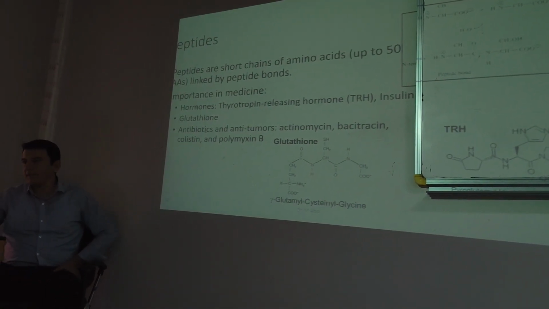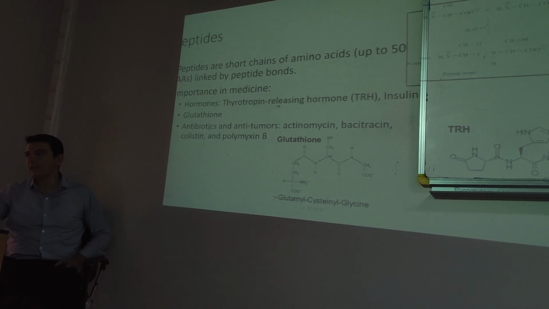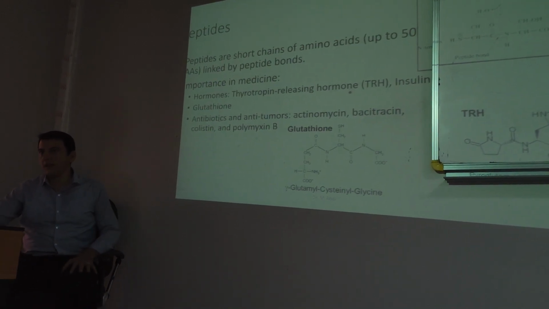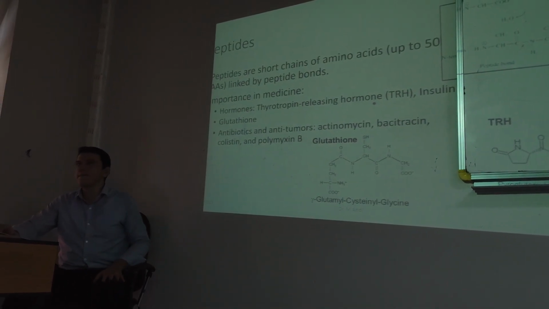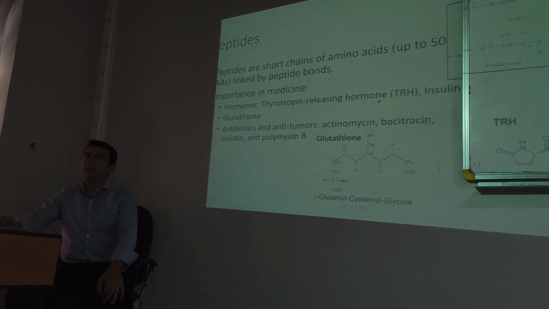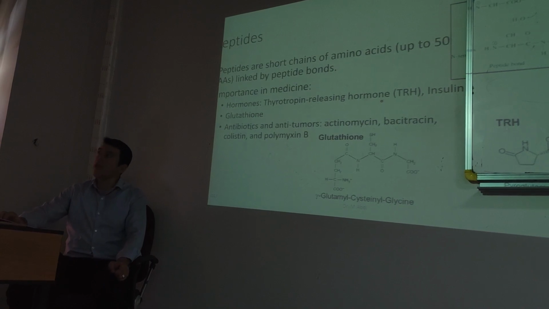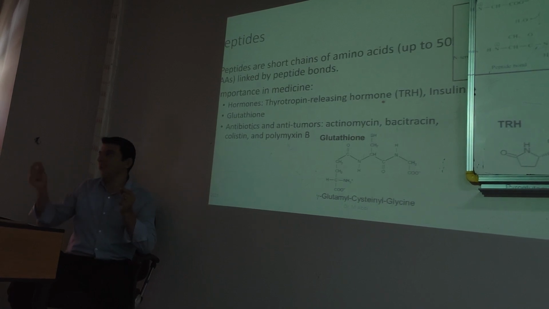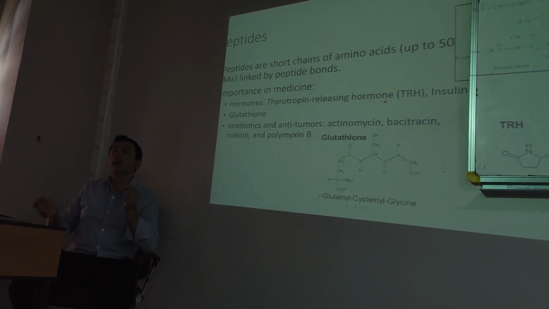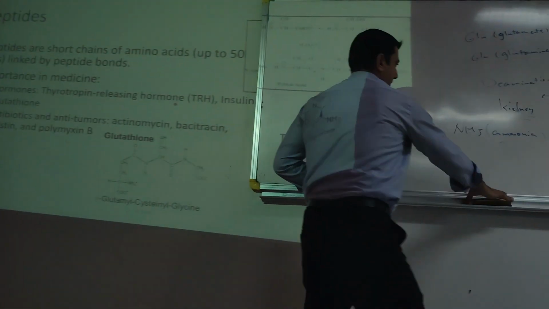What is the importance of peptides in our body? Some peptides are hormones. For example, TRH, thyrotropin releasing hormone. Can anybody explain what TRH is? TRH is a hormone which stimulates TSH. We have an axis.